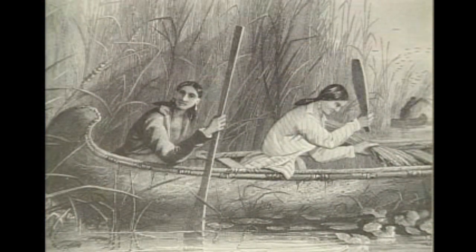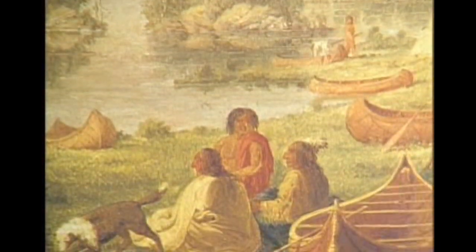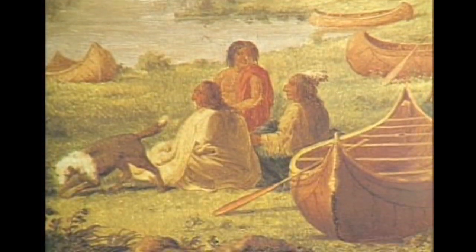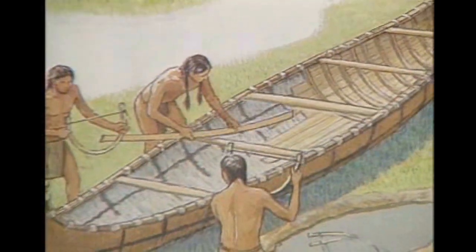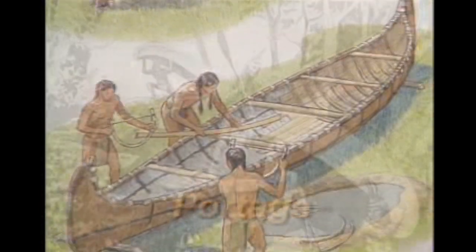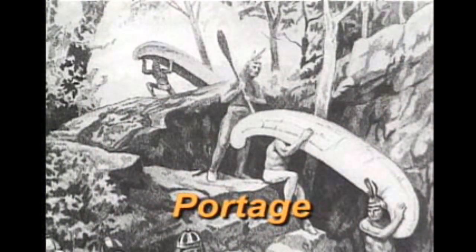Nearly all of the trade was conducted over water routes, and all of the tribes living around the Great Lakes used the same type of birch bark canoes. The strong but very light canoes were easy to carry or portage around the dangerous rapids found on many of the rivers and streams.